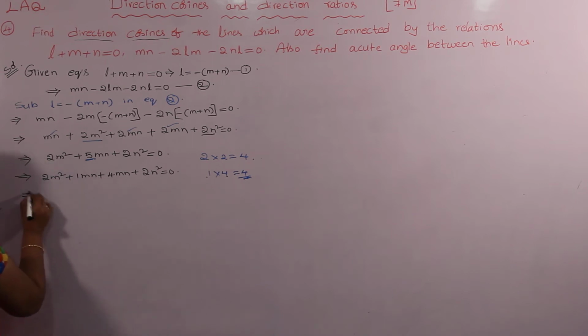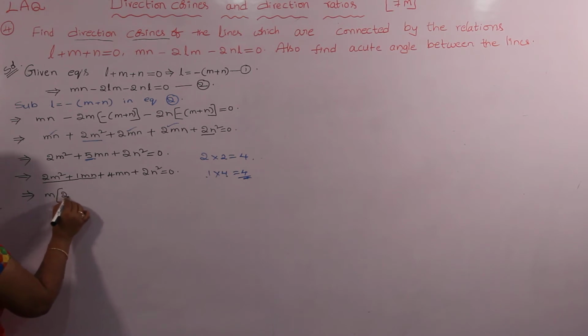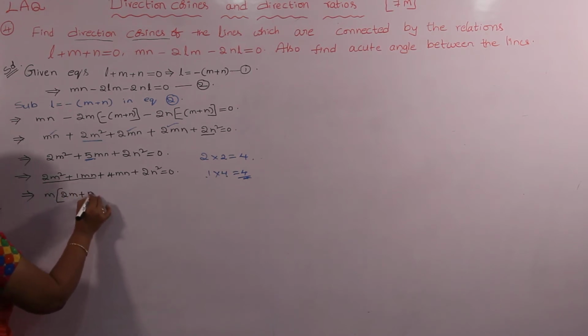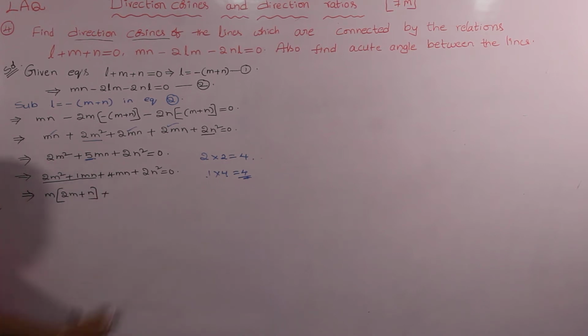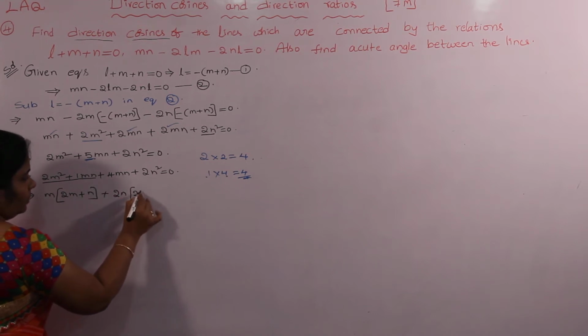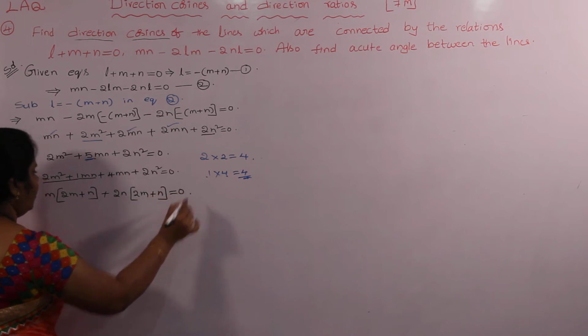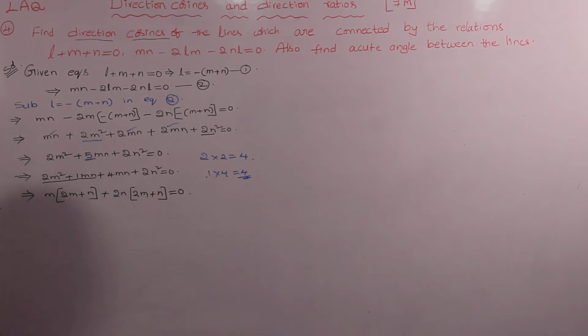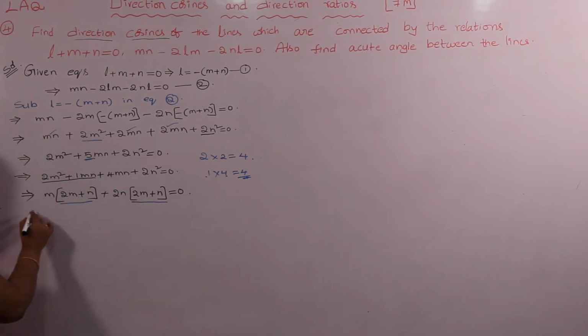From the first two terms the common term is m, so take m common, remaining 2m plus n. From the next two terms the common term is 2n, so take 2n common, remaining 2m plus n. Equal to 0. Again the common term is 2m plus n, so take 2m plus n common.